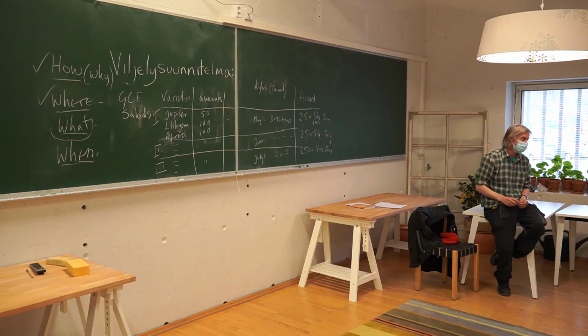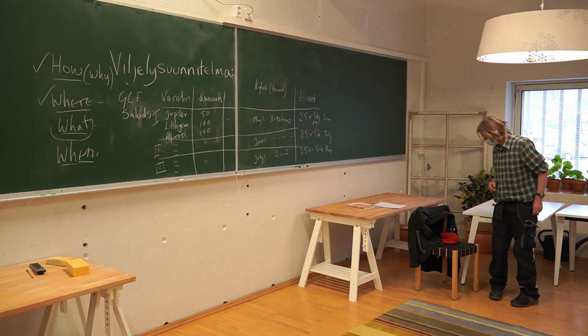It works the opposite in a bad year. The better you do the plan, and the better you compensate for a bad year, you can make a lot of money in a bad year, because you've done a good Viljelysuunnitelma that allows for those things.